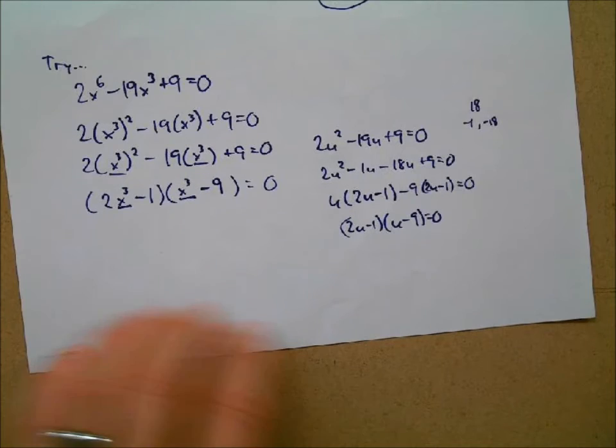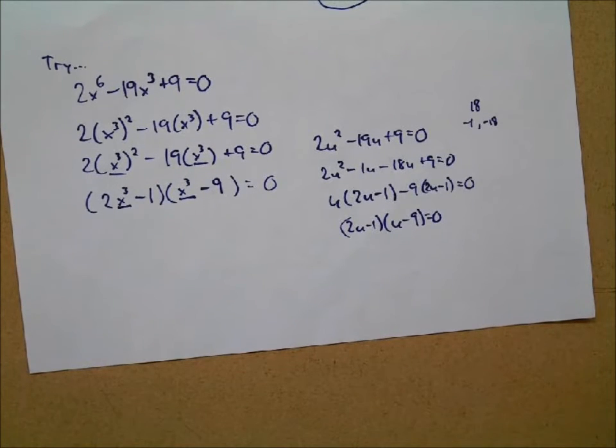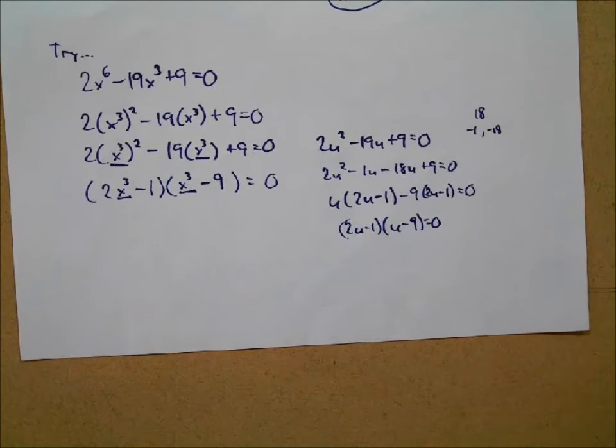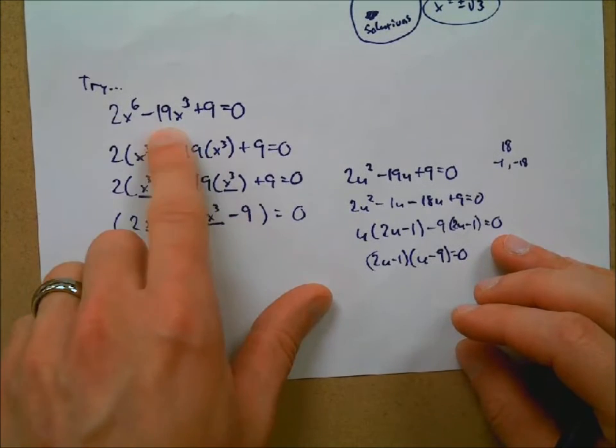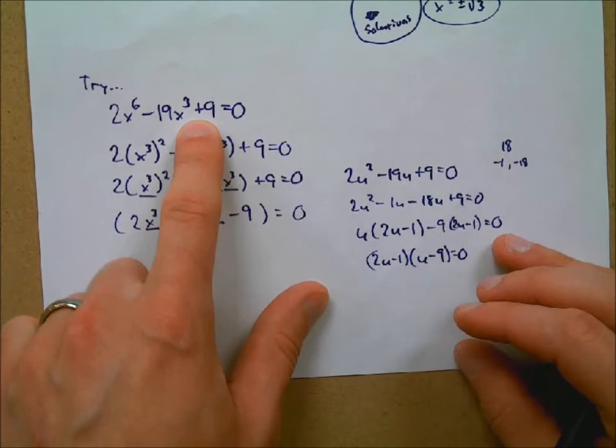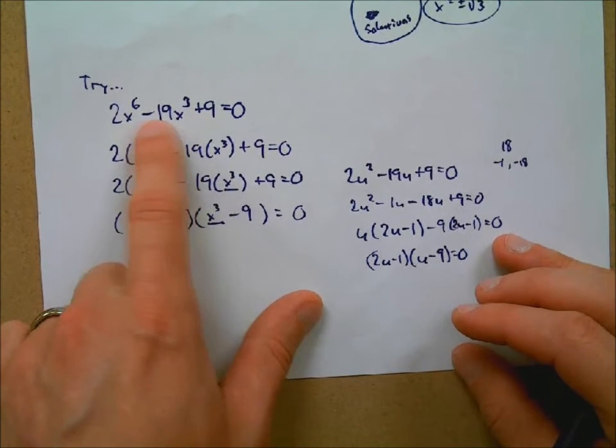Did I do it too fast? I'm really confused on the use of substitution. So all we're doing is making a placeholder. That's all we're doing here. We're taking something that doesn't really look like a quadratic and changing it so that it looks like a quadratic, like this.